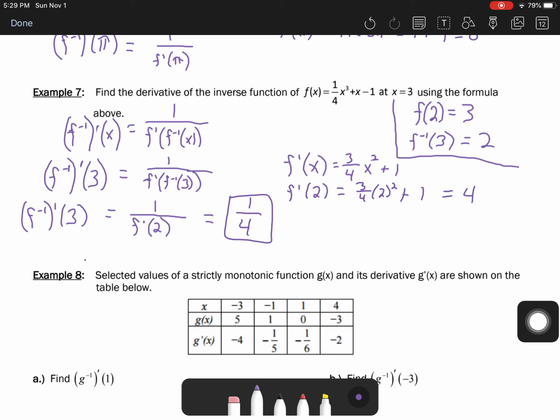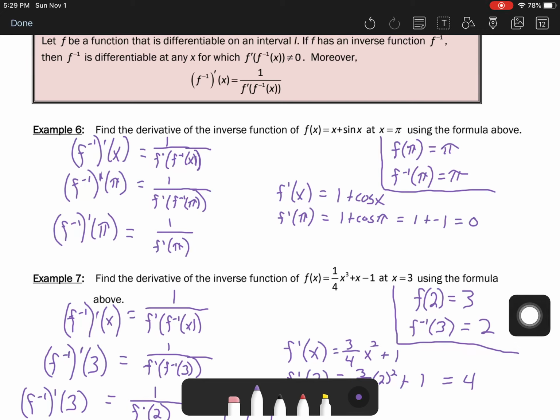All right? So hopefully you can follow the work on that. These reflected points are over the line y equals x. (2, 3) was on f, so (3, 2) is on f inverse. That's telling me I have to use that 2. That's what replaces f inverse of 3. So I just do the derivative, evaluate it at 2, and then I take the reciprocal.